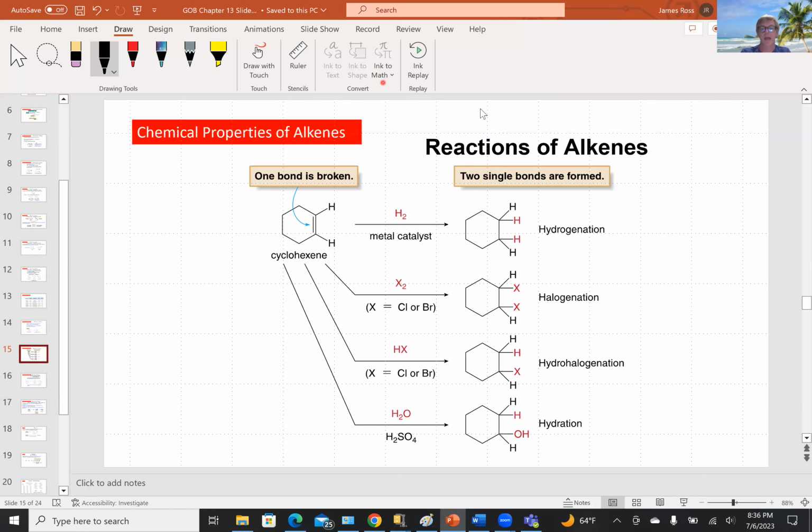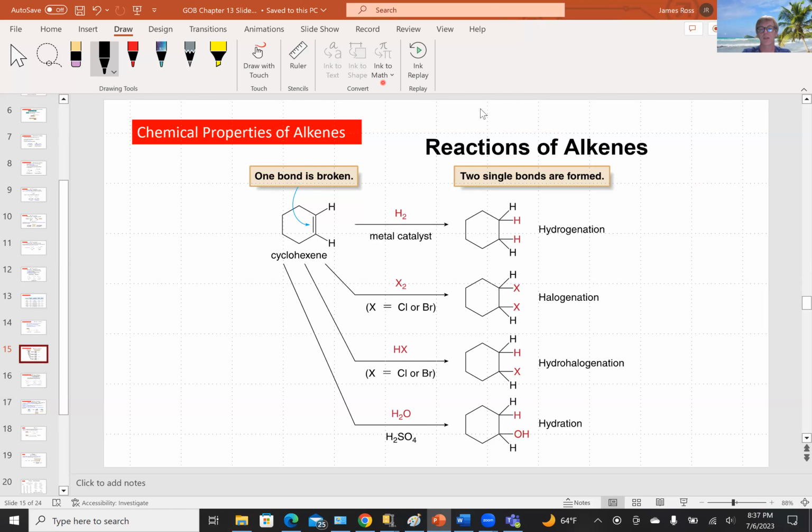We can add X2 where X is a halogen. So it could be chlorine, bromine, fluorine, or iodine. We add it, or it could be a mixture. It could be Cl2, it could be ClF. So it can either be 2 of the same halogen, or it could be a mixture of 2 halogens. And we call that halogenation because we've added a halogen.